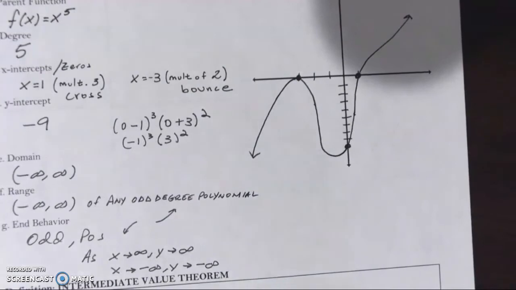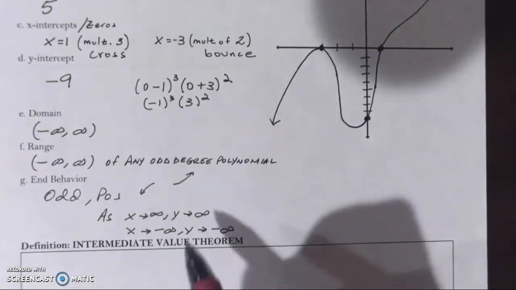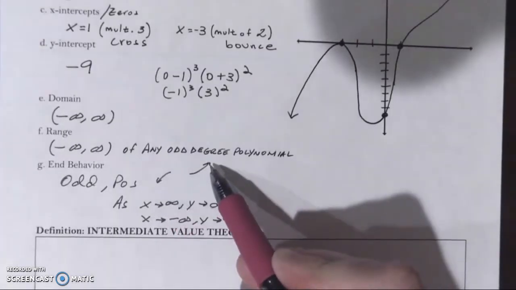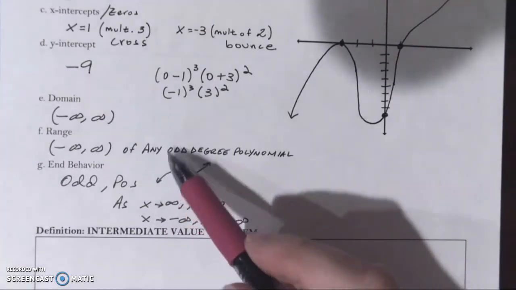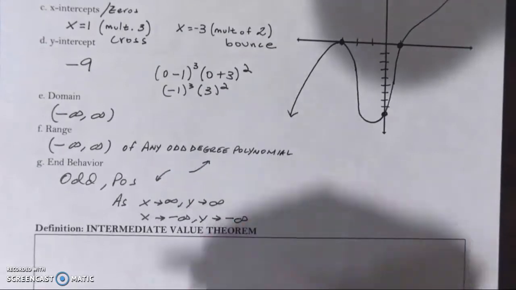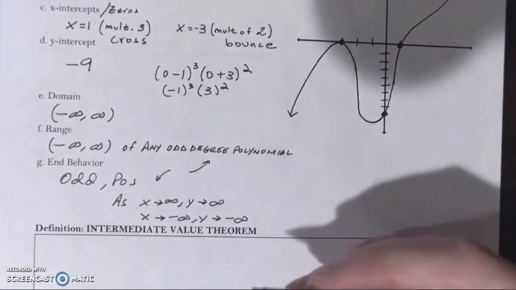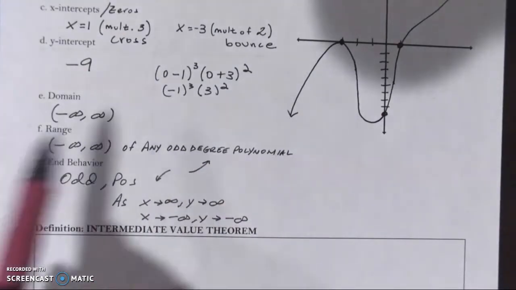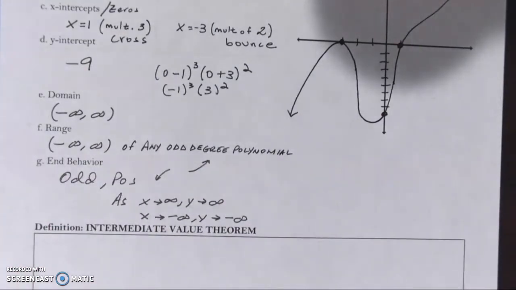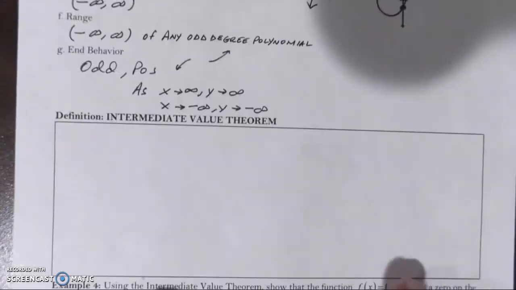Think about the end behavior of an odd degree polynomial. We're either starting low and ending high, or starting high, ending low. So we're going off to positive and negative infinity vertically in the y direction. So domain and range of an odd degree polynomial will always be all real numbers. Okay, let's move along to our intermediate value theorem.